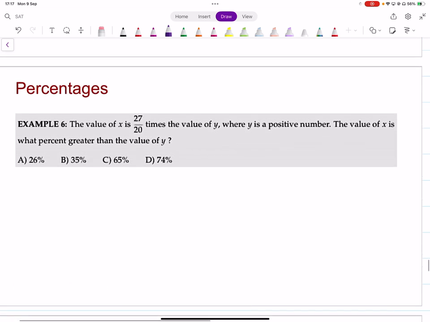All right. Let's have a look at this. The value of X is 27 over 20 times the value of Y, where Y is a positive number. The value of X is what percent greater than the value of Y?